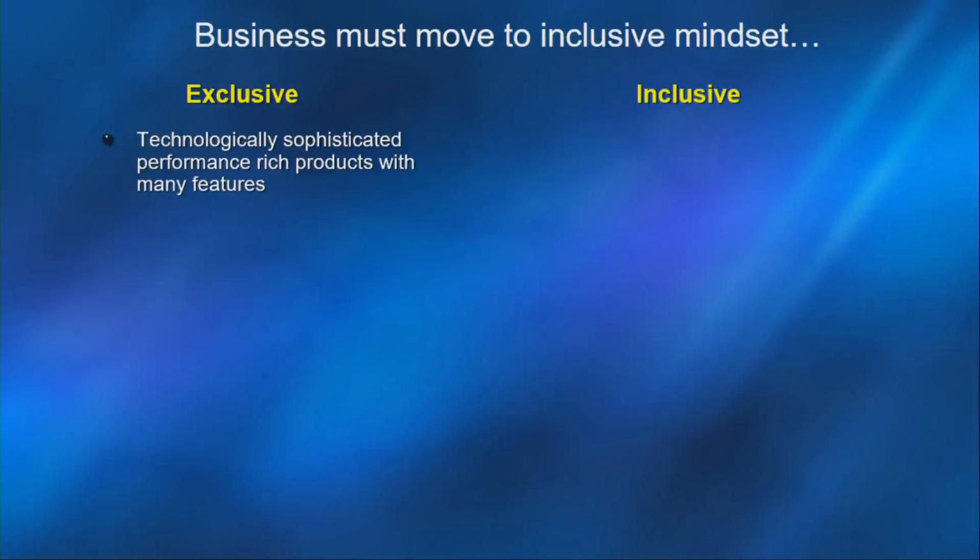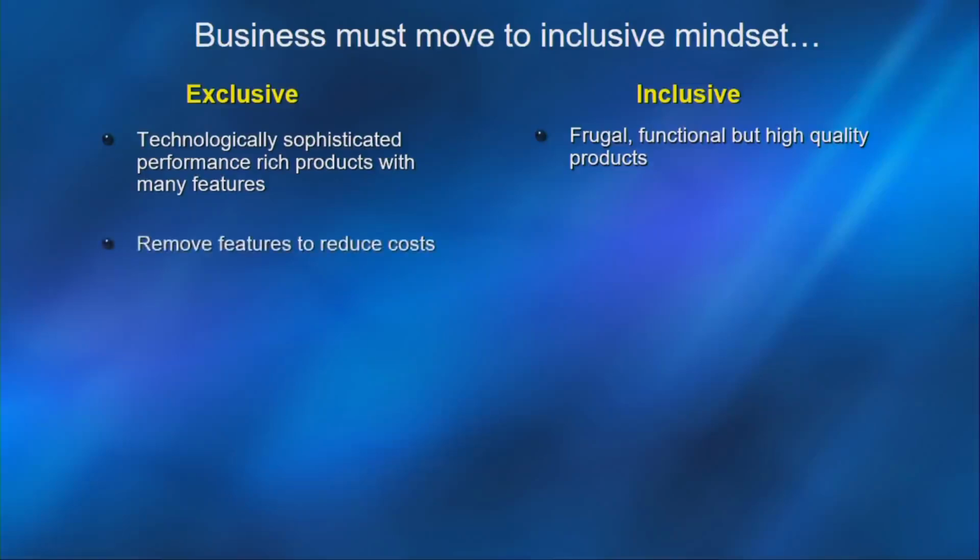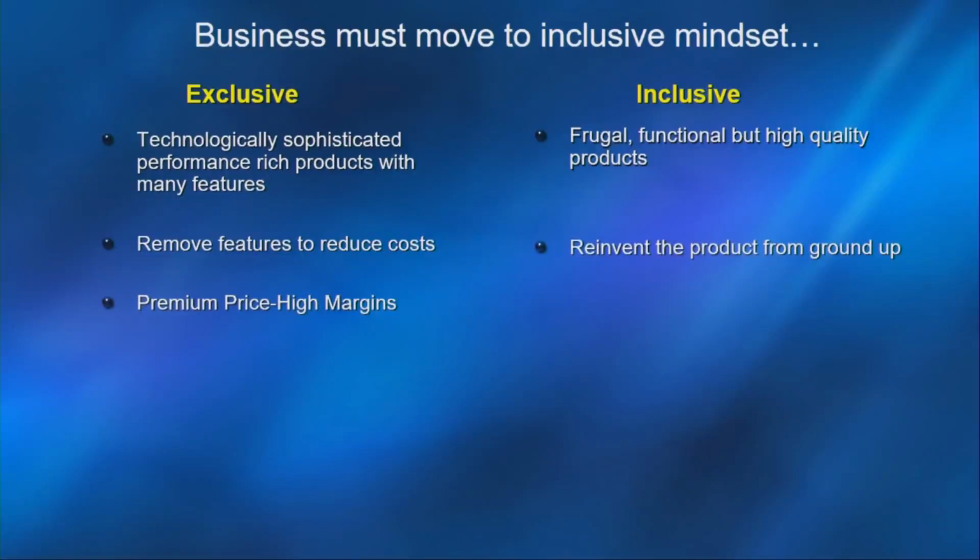Because the focus has been so far technologically sophisticated, performance-rich products. No, frugal, functional, but high-quality products. Remember, I keep on saying affordable excellence. Remove features to reduce costs somehow or the other so that poor people can afford it? No, reinvent the product from the ground up. Premium price, high margins? No. Affordable price, high volumes, 1 billion.